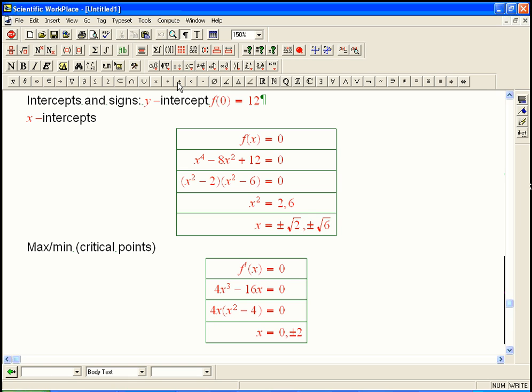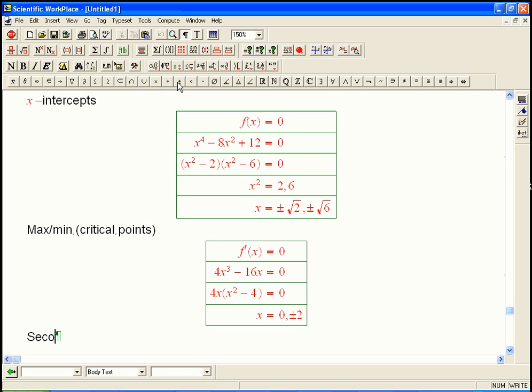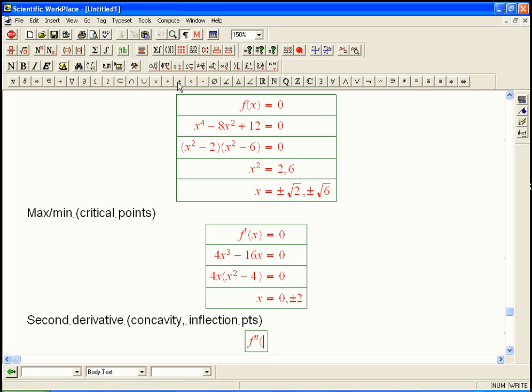Now, we would like to get a sign chart for this thing. And that's going to be useful. Why don't we go ahead and get the second derivative so that we can do it all at once. And that's going to tell us about concavity and inflection points, which are the places where the concavity changes. F double prime of x is going to be 12x squared minus 16.